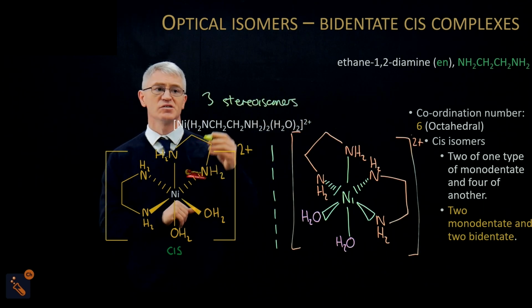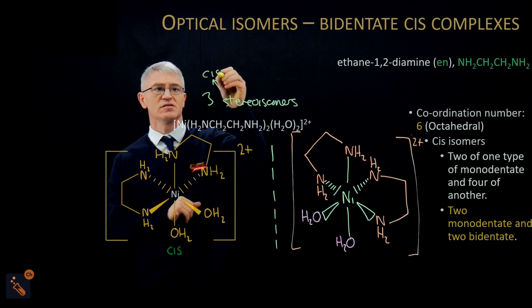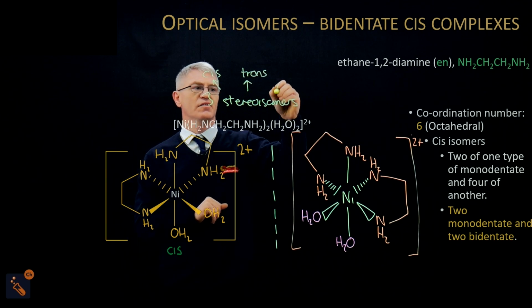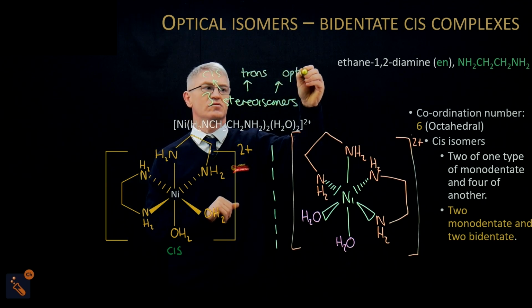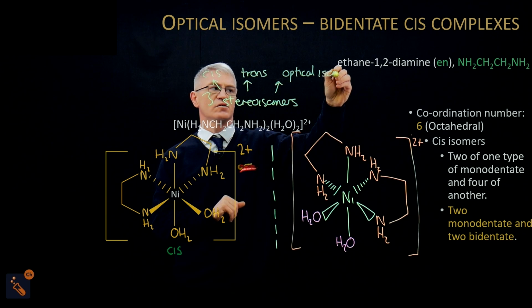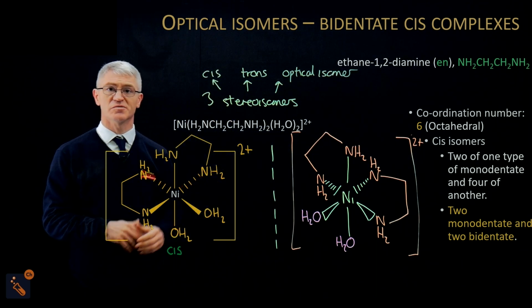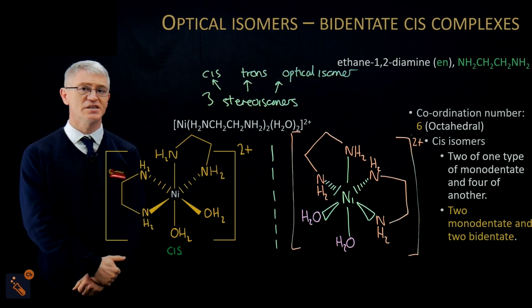And those 3 stereoisomers would be cis, trans, and an optical isomer. Okay, so cis, trans, and an optical isomer. And this time, this example is with ethane 1,2-diamine.